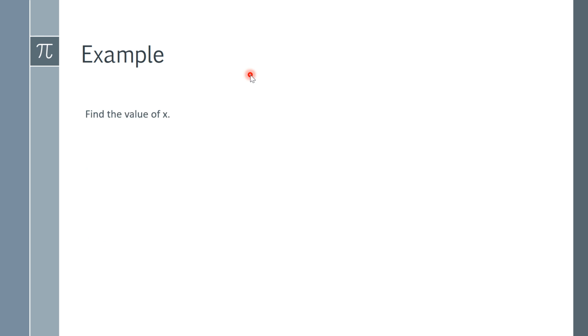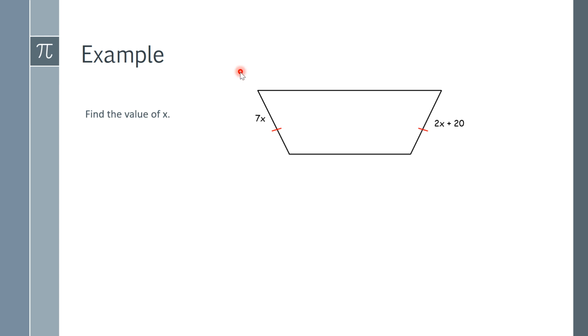So let's take a look at our next example. We're going to find the value of x again. So here is our isosceles trapezoid. This time I tell you some information about the sides. Well, guess what? Since it's isosceles, these legs are congruent to each other. So since those legs are congruent, we can set up an equation. 7x equals 2x plus 10. And now solve for x. So we're going to subtract 2x from each side to give us 5x equals 20. Divide by 5 to finish solving here, and we get x equals 4.